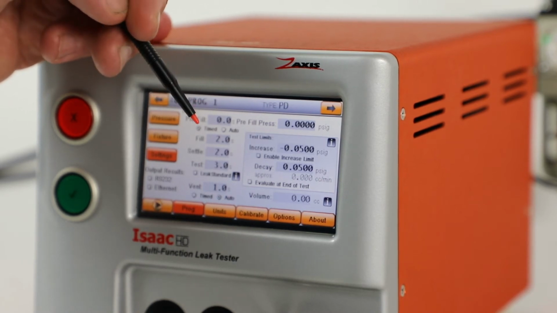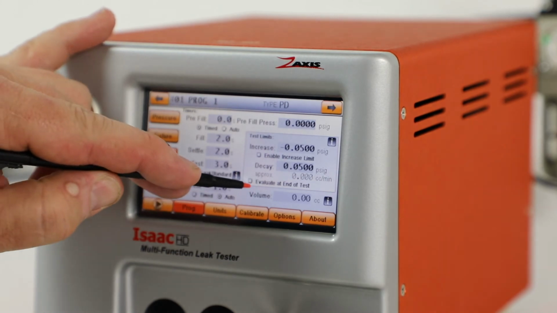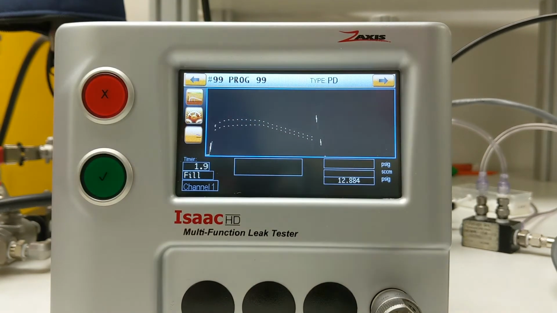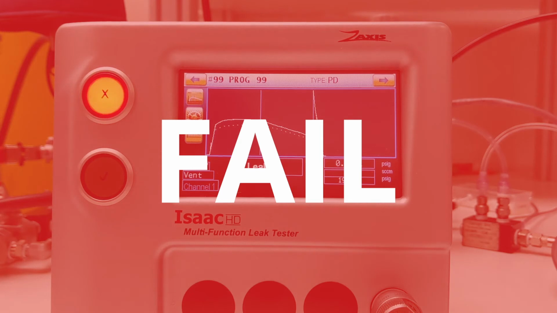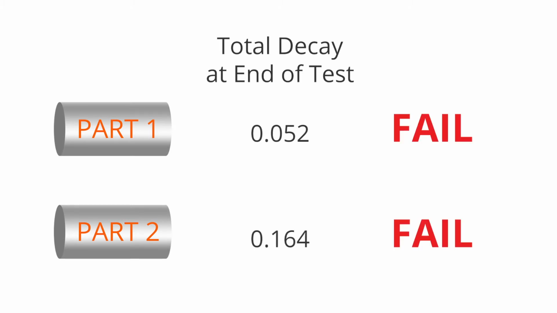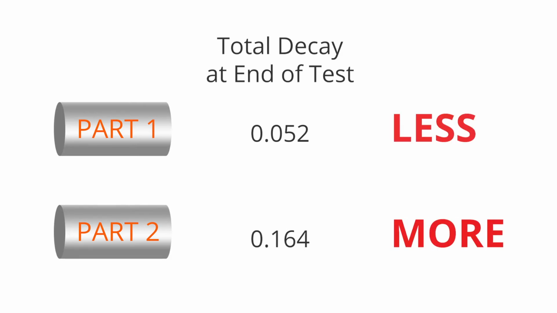One feature that I like to turn on when I'm setting up a test is called Evaluate at End of Test. If the box is unchecked and the value drops below 0.05, it will stop the test, even with 2.9 seconds remaining. When you check this box, if the decay value goes past 0.05, it will continue on to run the test step for its entirety. This allows me to group parts into different ranges, finding some that leak more or less than each other, but using the same test time parameters.